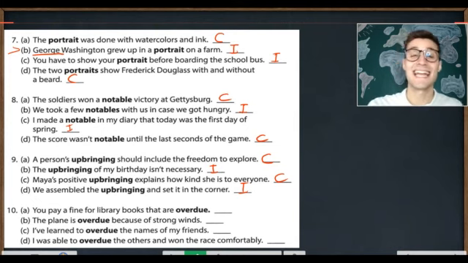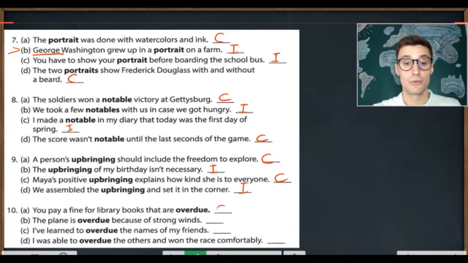Next, number 10A. You pay a fine for library books that are overdue. Correct. B. The plane is overdue because of strong winds. Can a plane be late, overdue, arrive later than expected? Yes. C. I've learned to overdue the names of my friends. Incorrect.